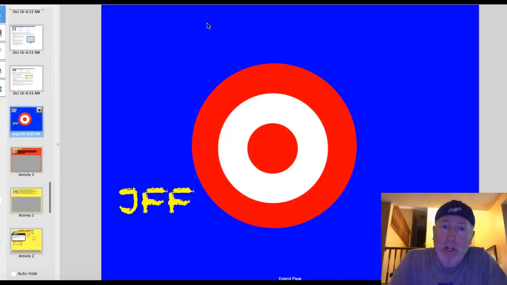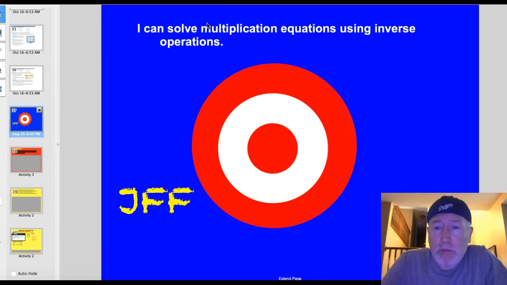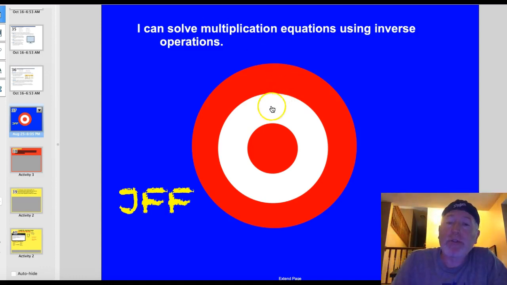Tonight officially our target is: I can solve multiplication equations using the inverse operation. So let's do this thing.